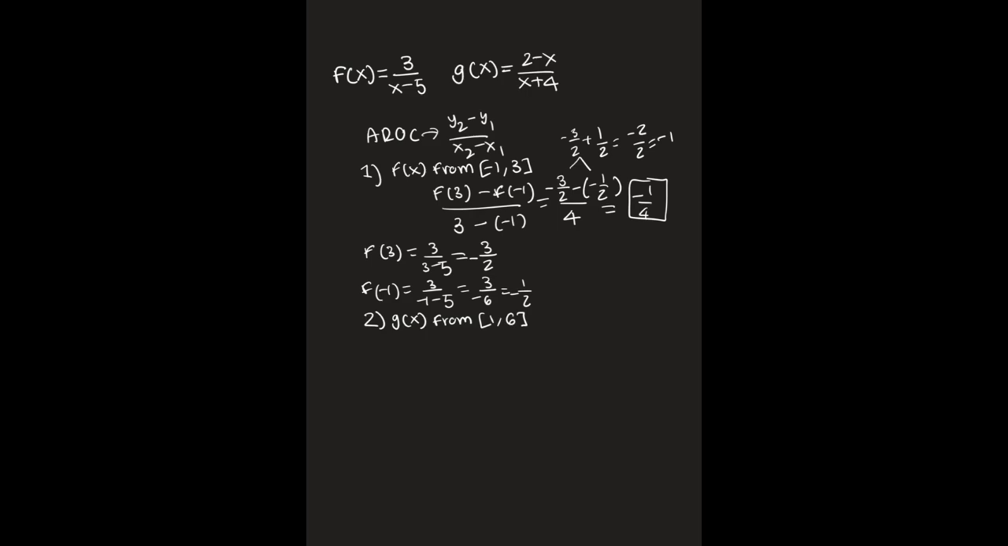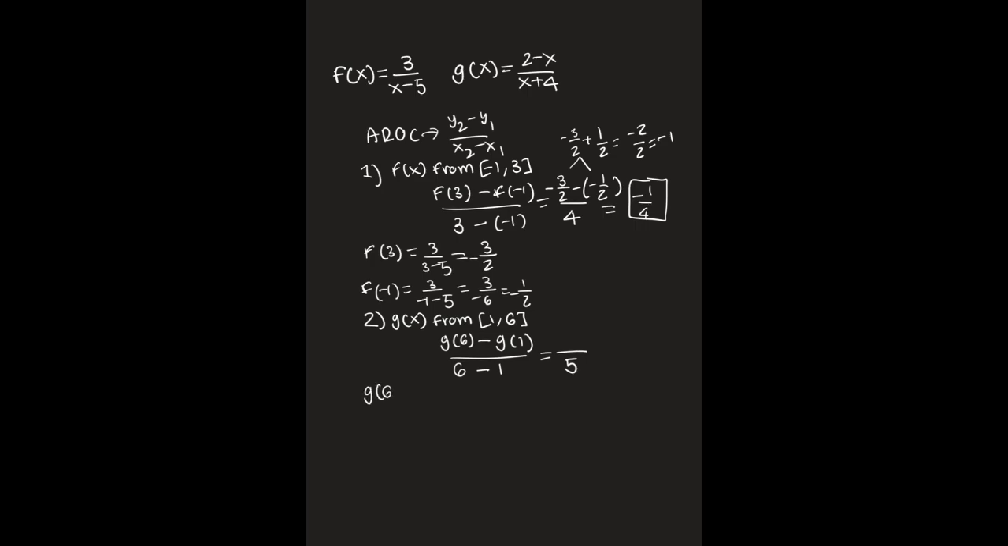Now moving on to the second problem, which is really similar to the first problem, just a different function. We're going to do the same thing here. g of 6, which is y2, minus g of 1, which is y1, over 6, which is x2, minus 1, which is x1. So we know the denominator is going to be 5 already.